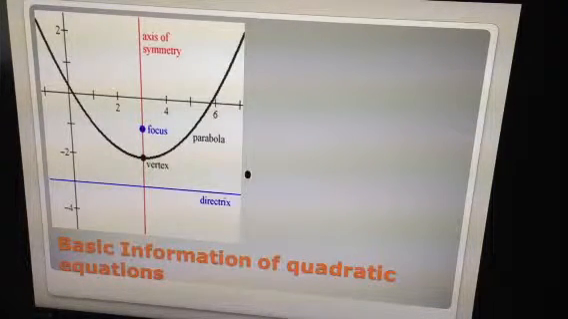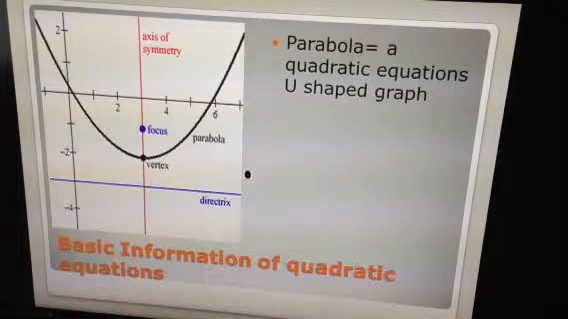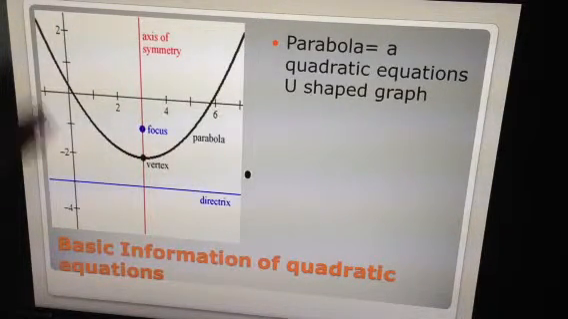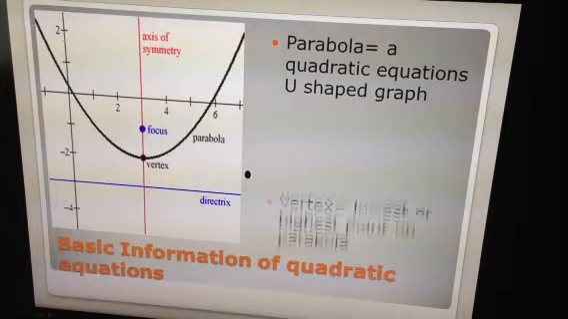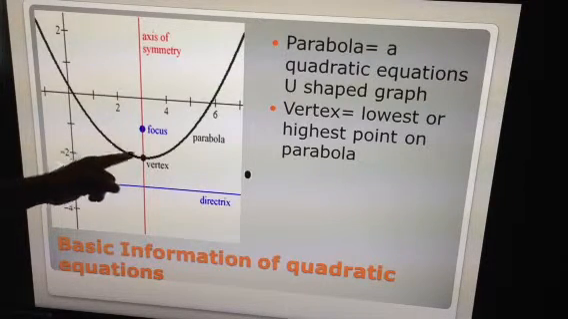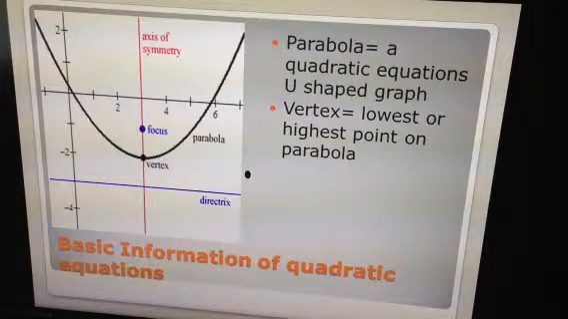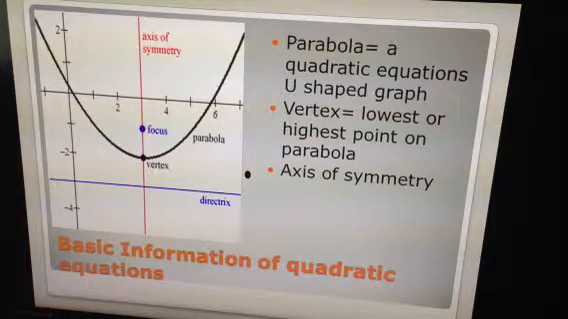Now, some basic information of quadratic equations graphs. First, the parabola is a U-shaped graph that you'll get from a quadratic equation. The vertex is either the lowest or the highest point on a parabola. And the axis of symmetry cuts a parabola into two equal sections. A parabola, U-shaped graph, vertex, the lowest or highest point of the parabola, and the axis of symmetry cuts it in half.